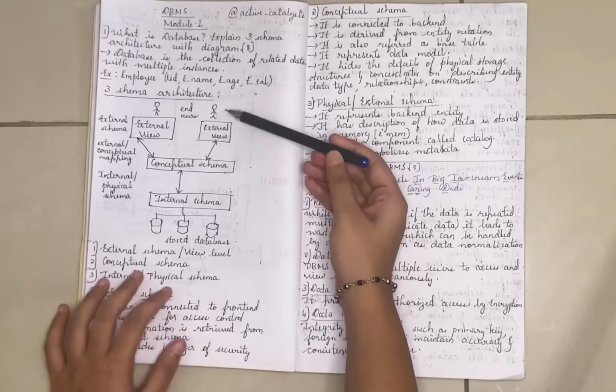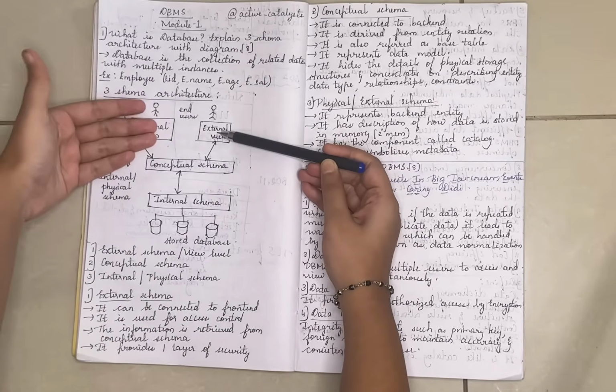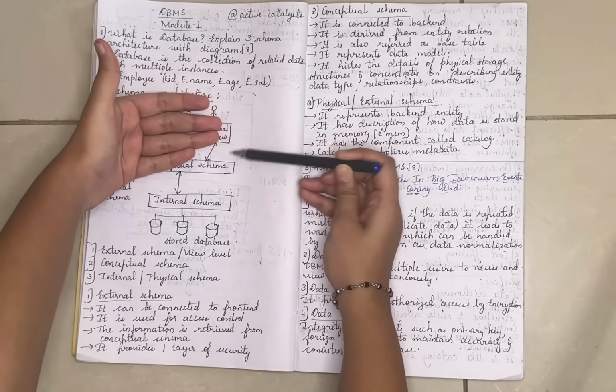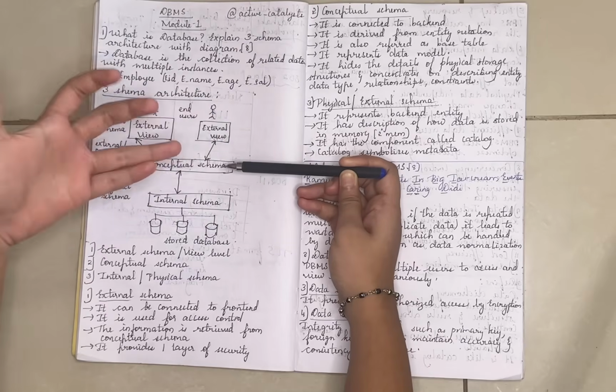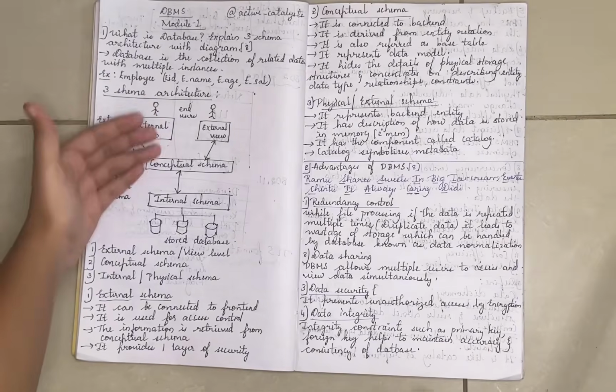Like if you are looking from here, you can only find it from this layer. Similarly, if you are standing here and looking, you will be able to see only this layer, and so on.